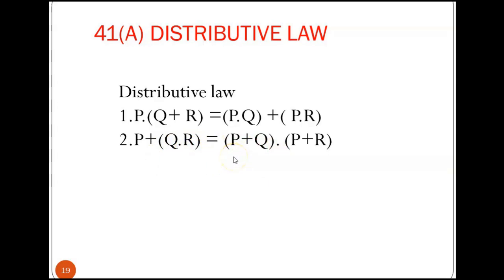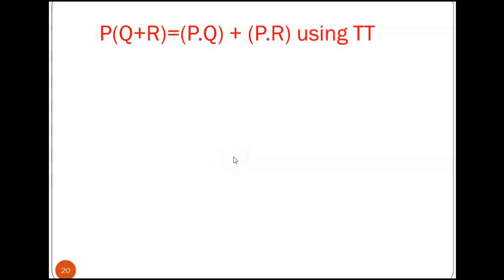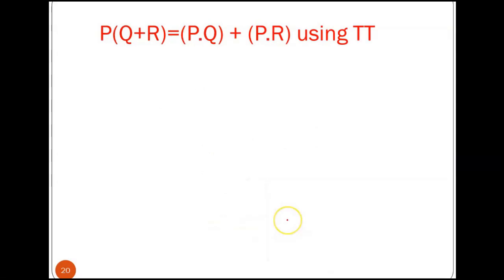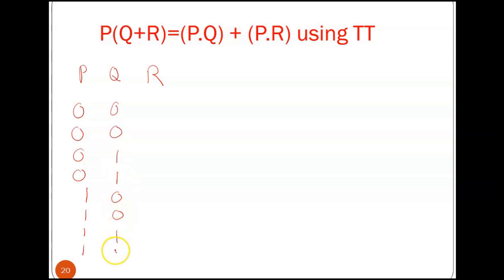So let us go with the truth table explanation of this one. This is using TT. TT stands for truth table. Please don't get confused. Okay, so we have P·(Q+R) = P·Q + P·R. So let us start. P, Q, R, three inputs are there. For three inputs, you will take 4 zeros and 4 ones, then 2 zeros, 2 ones, 2 zeros, 2 ones, and then the alternate one, 0 1, 0 1, 0 1 and 0 1.